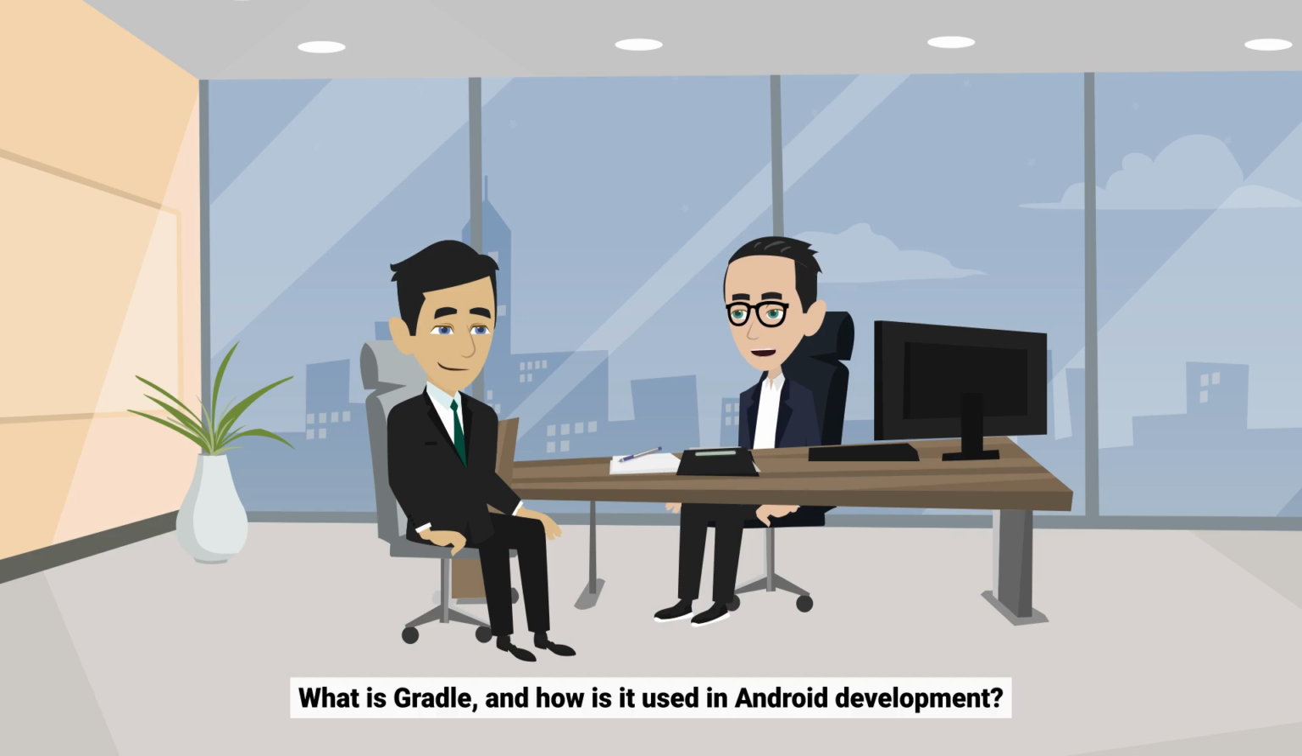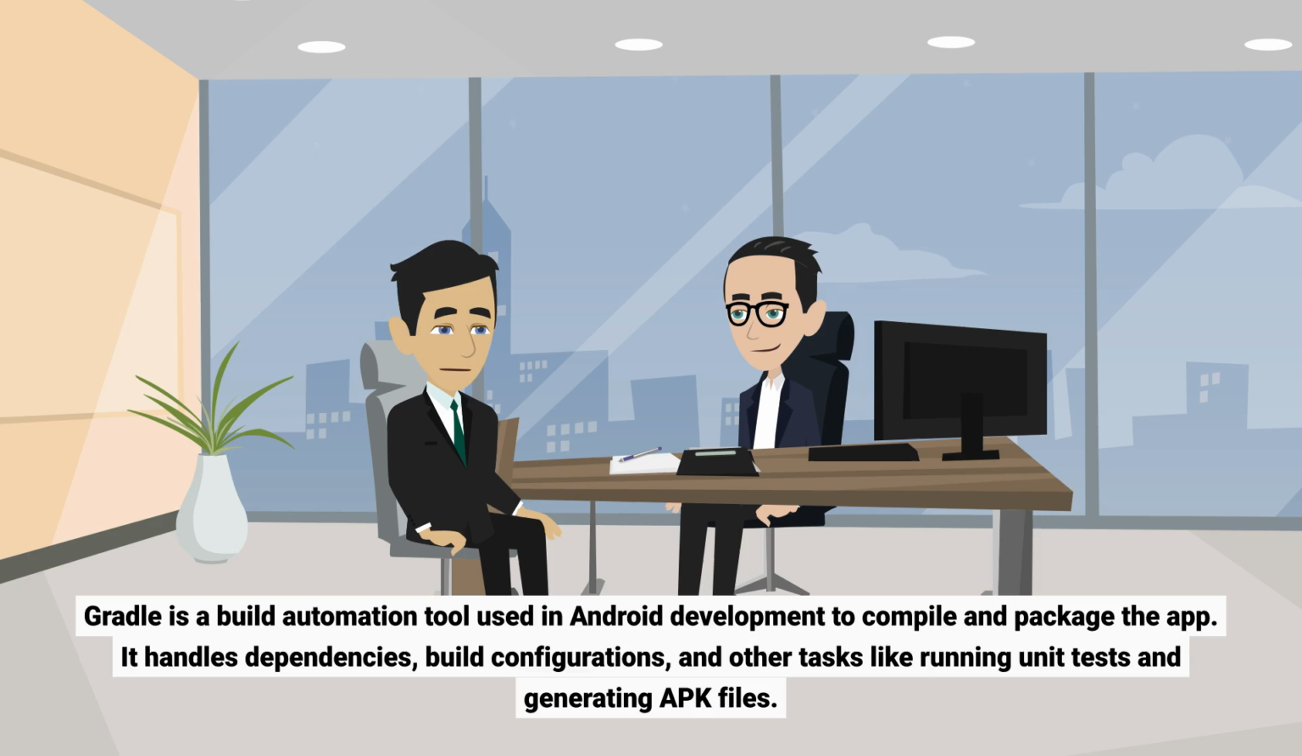What is Gradle, and how is it used in Android development? Gradle is a build automation tool used in Android development to compile and package the app. It handles dependencies, build configurations, and other tasks like running unit tests and generating APK files.